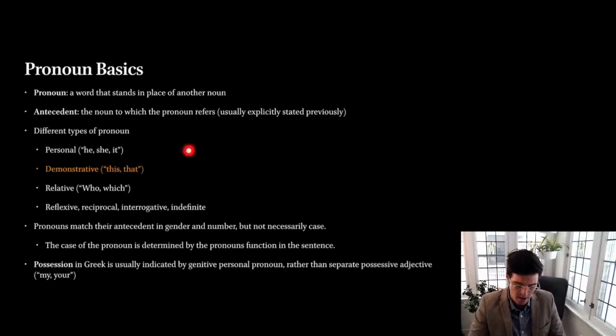And we noted that there's different kinds of pronouns. We've introduced personal pronouns, and we'll get to these other ones later on in the semester. But in this video, we are talking about demonstrative pronouns. And so demonstratives, again, have two different functions. They can be adjectives or they can be pronouns. So as a pronoun, they fit under the category of pronoun, of course. And then lastly here, just by way of reminder, personal pronouns in Greek in the genitive case are the most common way to show possession.